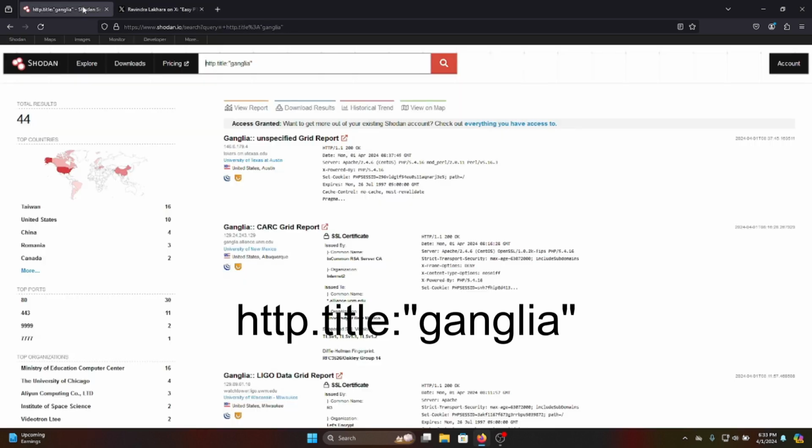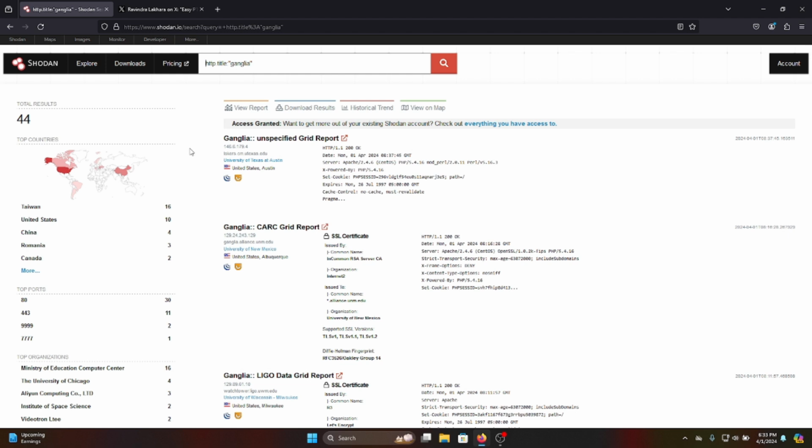practical scenario. So if you want to find Ganglia based systems or hosts, you can use Shodan by using this dork, http://, in double quotes. Let's just open the first host or IP.